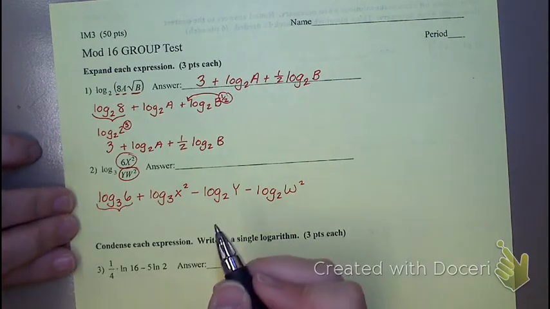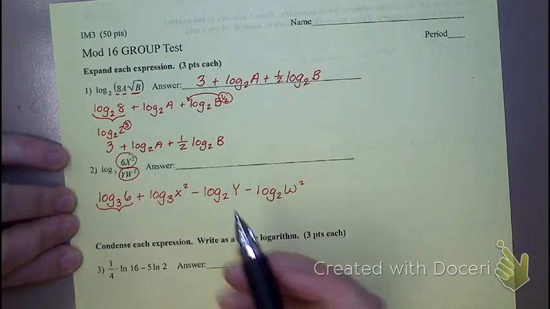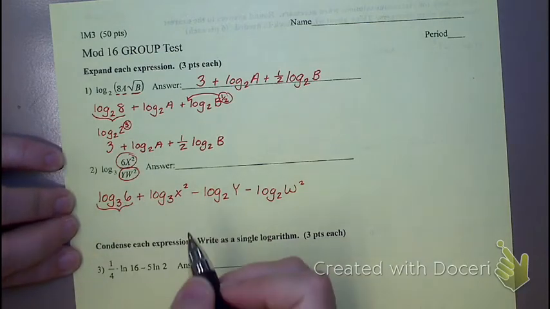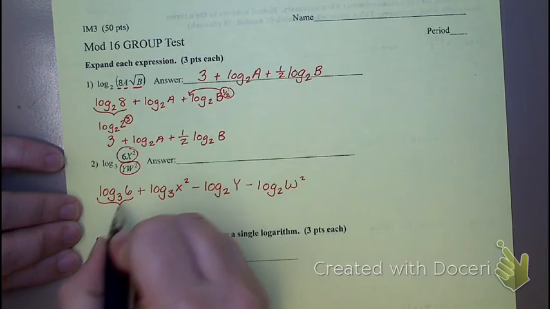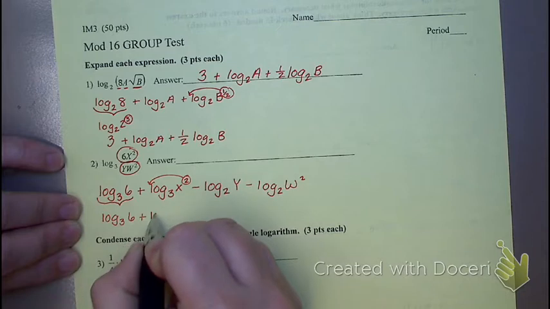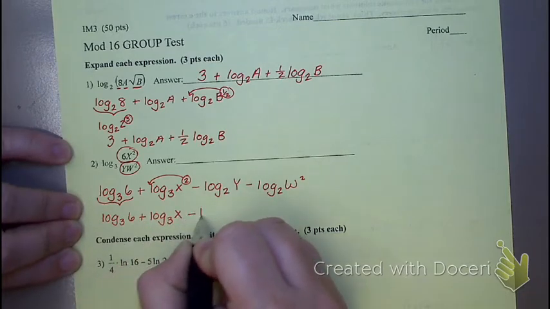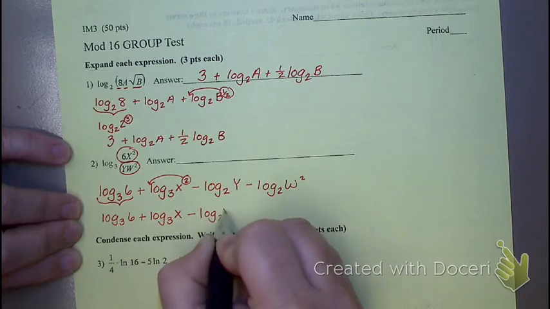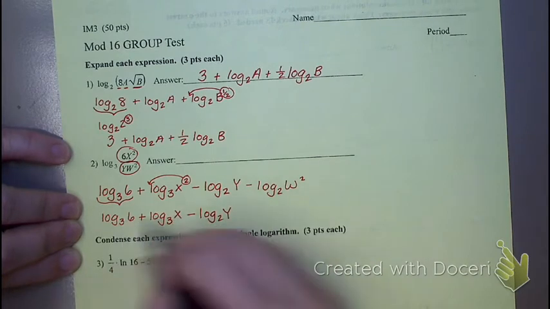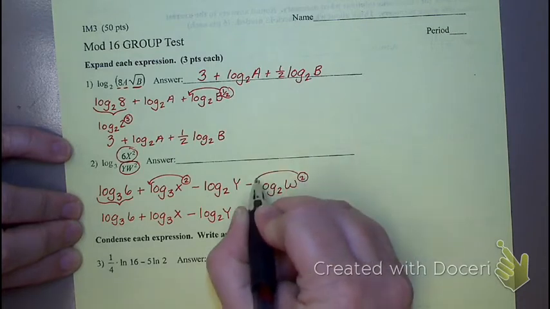Now, I do have numbers, so I need to check. Does that become something nice, like the 2 did before? And it doesn't, because 6 is not 3 to the second power. So that just has to stay. Log base 3 of 6. This guy, I got to bump that in front, plus log base 3 of x minus log base 2 of y. Again, x, 6, y, w, not exponents, so please write them regular size.